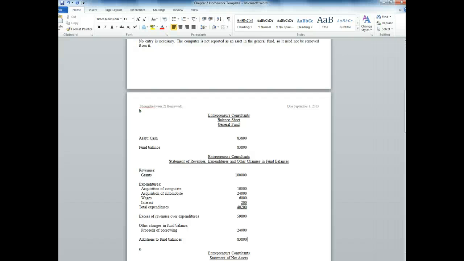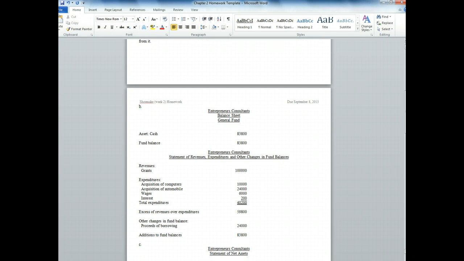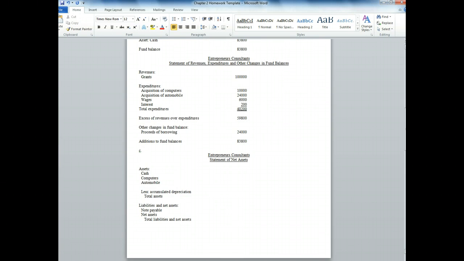Make sense, guys? Any questions? Let's do that first before we do that. Any questions? Okay, now we're going to do, for C, we now have to prepare a government-wide statement of net assets and statement of activities. Now, this has to be on the full accrual basis. Assume that the capital assets have a useful life of 5 years and that no depreciation is to be charged on the computer that was destroyed.